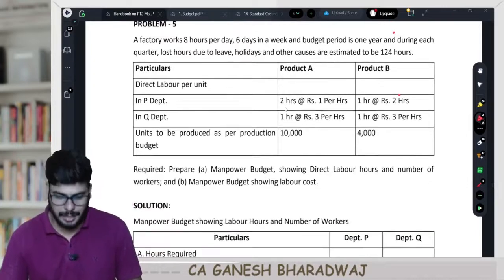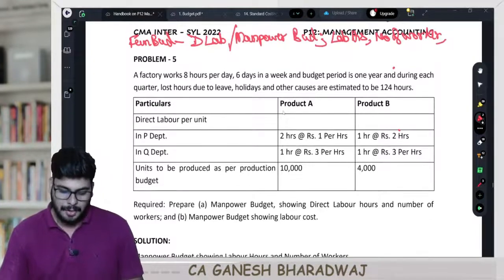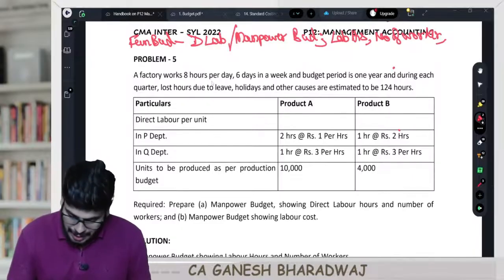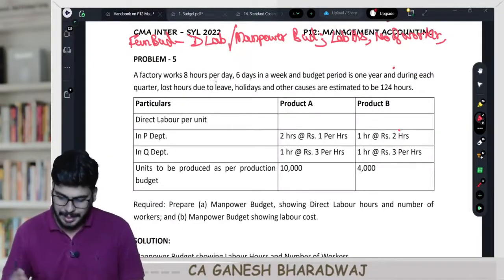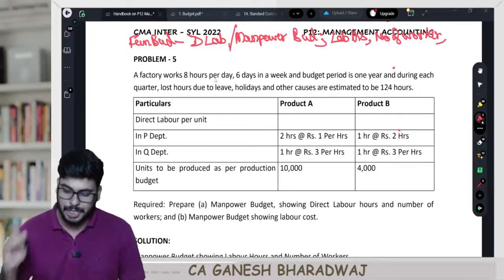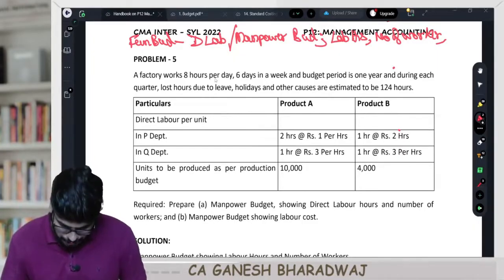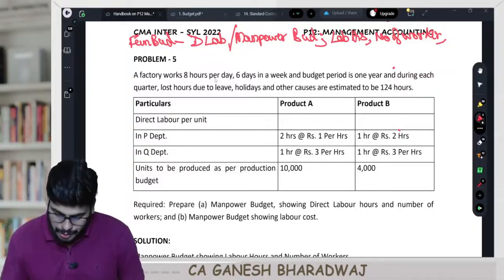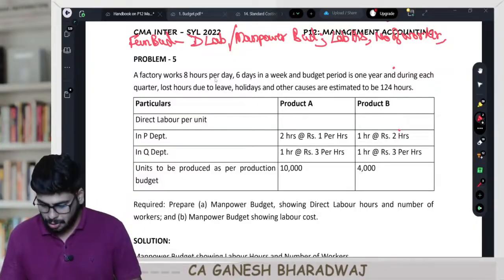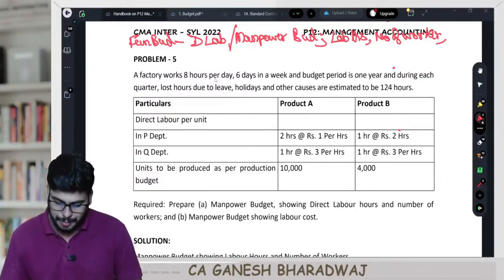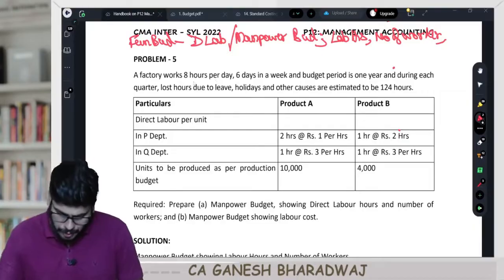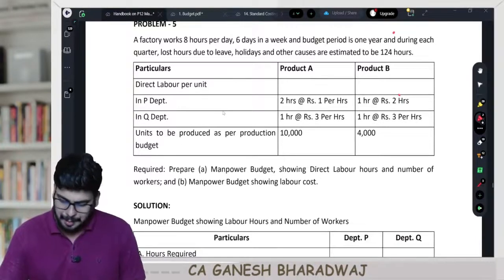Now let me just quickly walk you through this. A factory works 8 hours per day, 6 days a week, and the budget period is 1 year. And during each quarter, the lost hours due to leave, holidays, and other causes are estimated to be 124 hours. Clear with this, guys? This is what they have given. Now, the direct labor per unit, they have given it as follows, right?